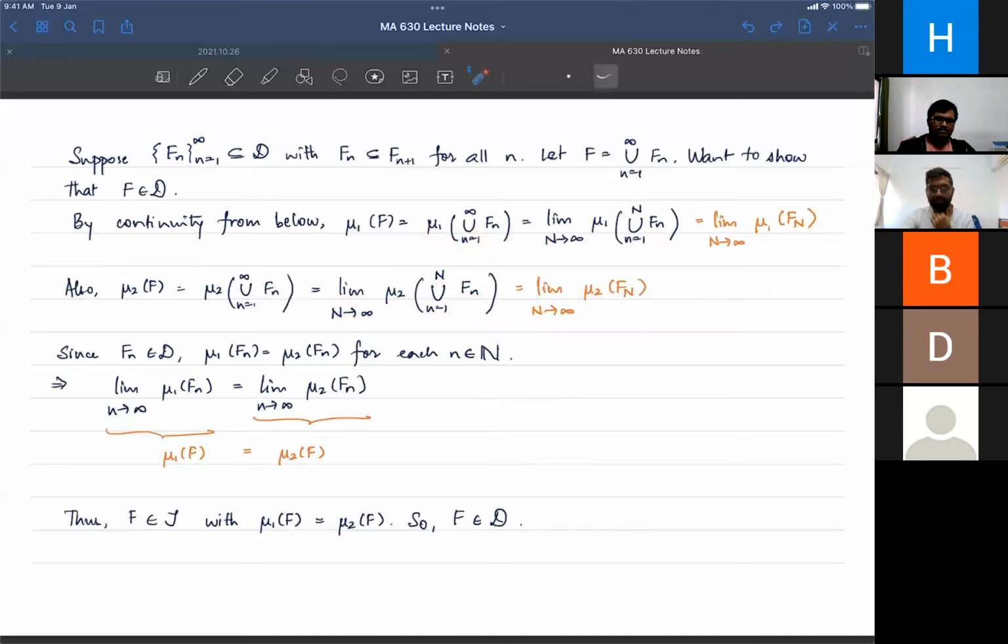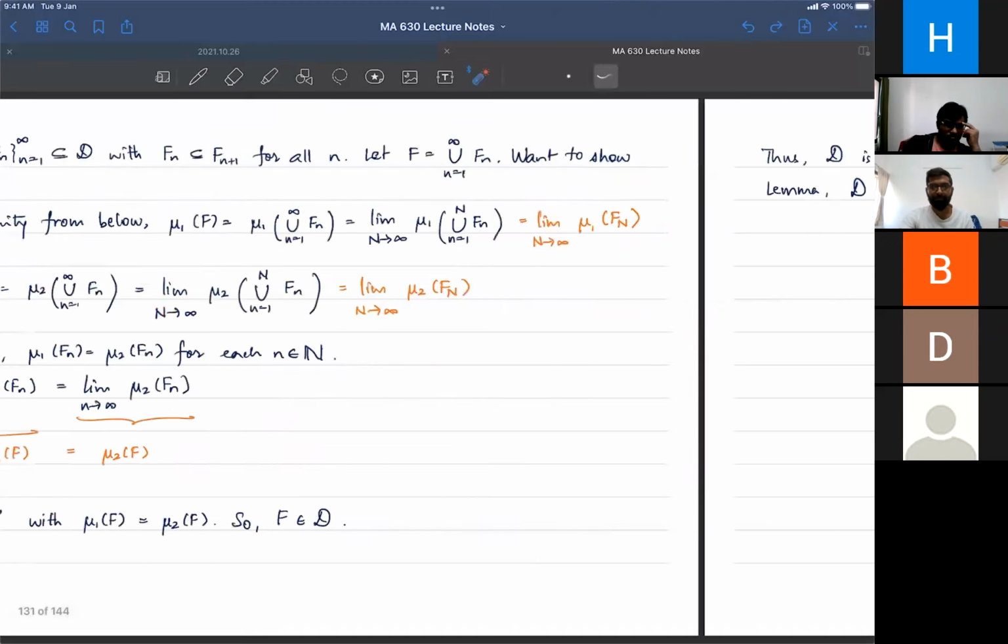Okay, so now what will you say? Now you will say that since each F_n is in D, mu1 and mu2 on that set match up. So mu1 of F_n is mu2 of F_n. But if A1 equals B1, A2 equals B2, and so on, then the limit of A_n has to be the limit of B_n if both of them exist. So if mu1 of F_n is mu2 of F_n for every n, then the limits must be the same. But what are the limits? The limits are mu1 of F and mu2 of F. In other words, mu1 of F and mu2 of F are also the same. So F is a measurable set and mu1 of F and mu2 of F are the same. So F is in D.